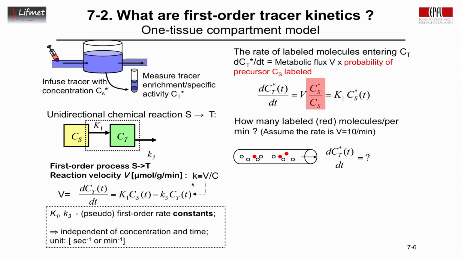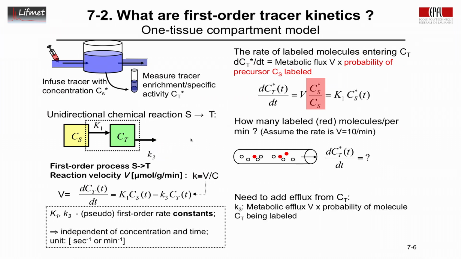With this definition, this turns out to be the pseudo first order rate constant times the concentration of the substrate radioactivity. Now what happens if we keep supplying labeled molecules? We will obviously increase the percentage of these molecules that are labeled, that are red. And at some point that will no longer change, and we'll have a significant number of red molecules that leave this pool. So we need to add this efflux, this reaction rate, to the calculations.